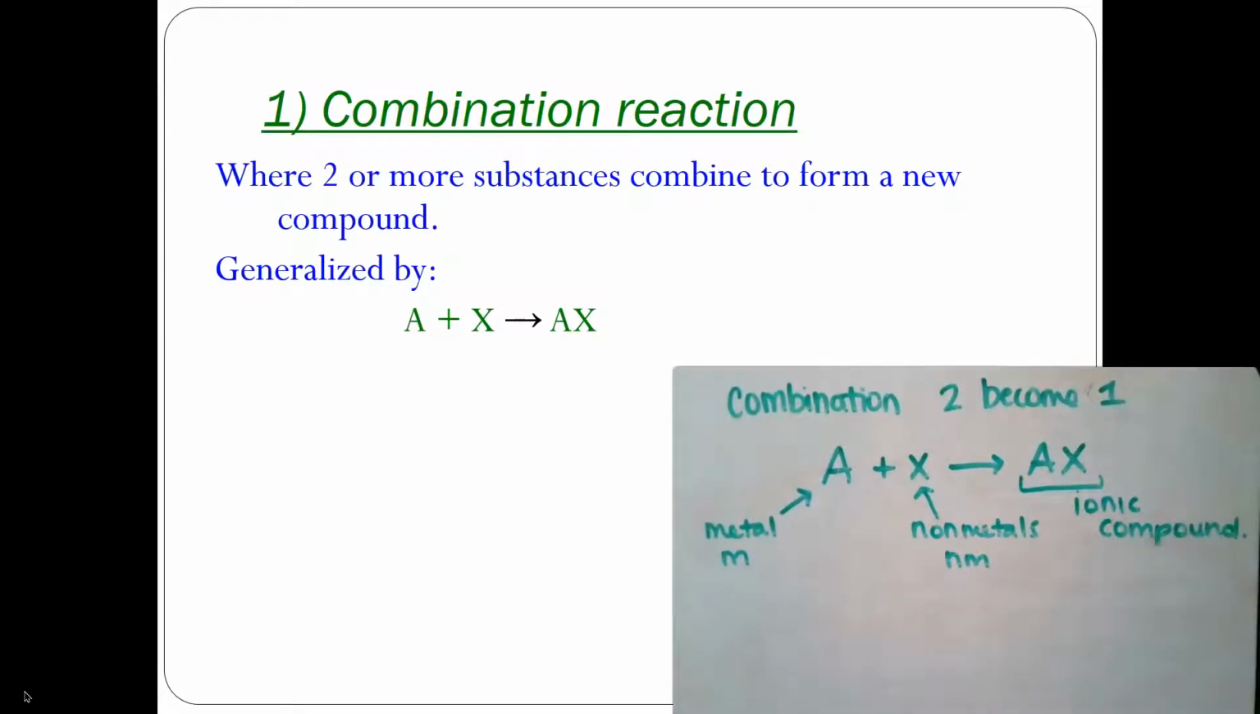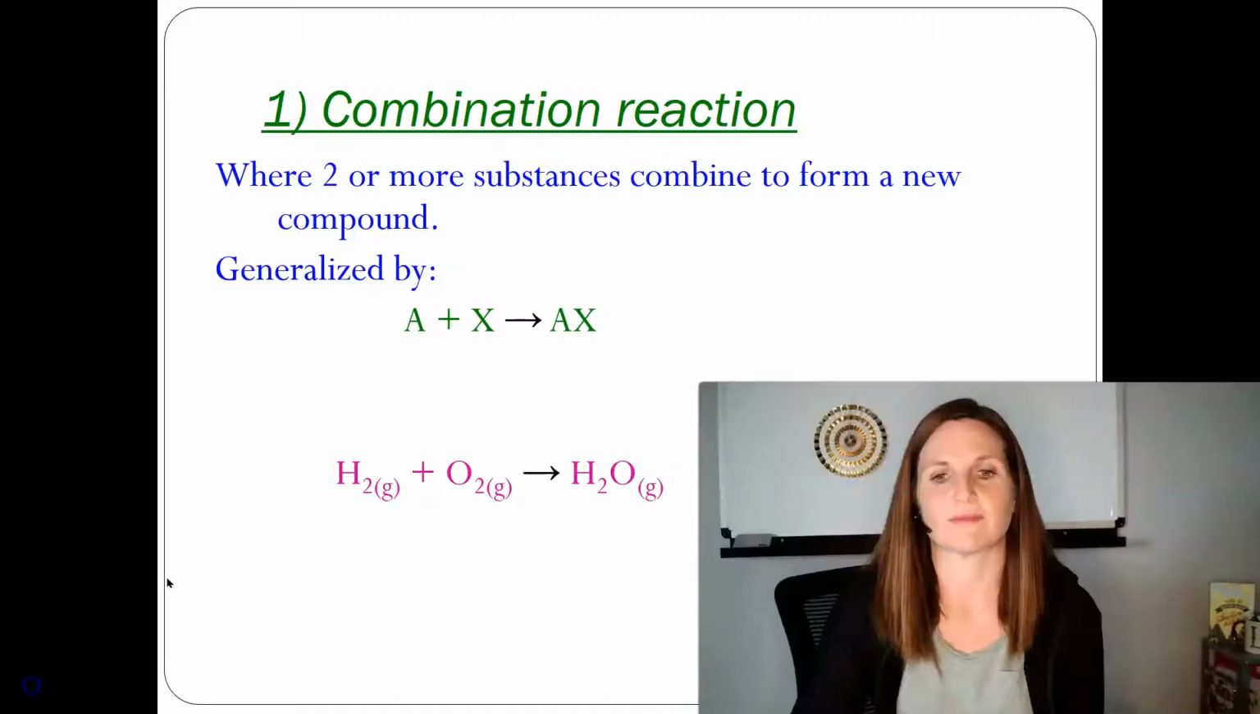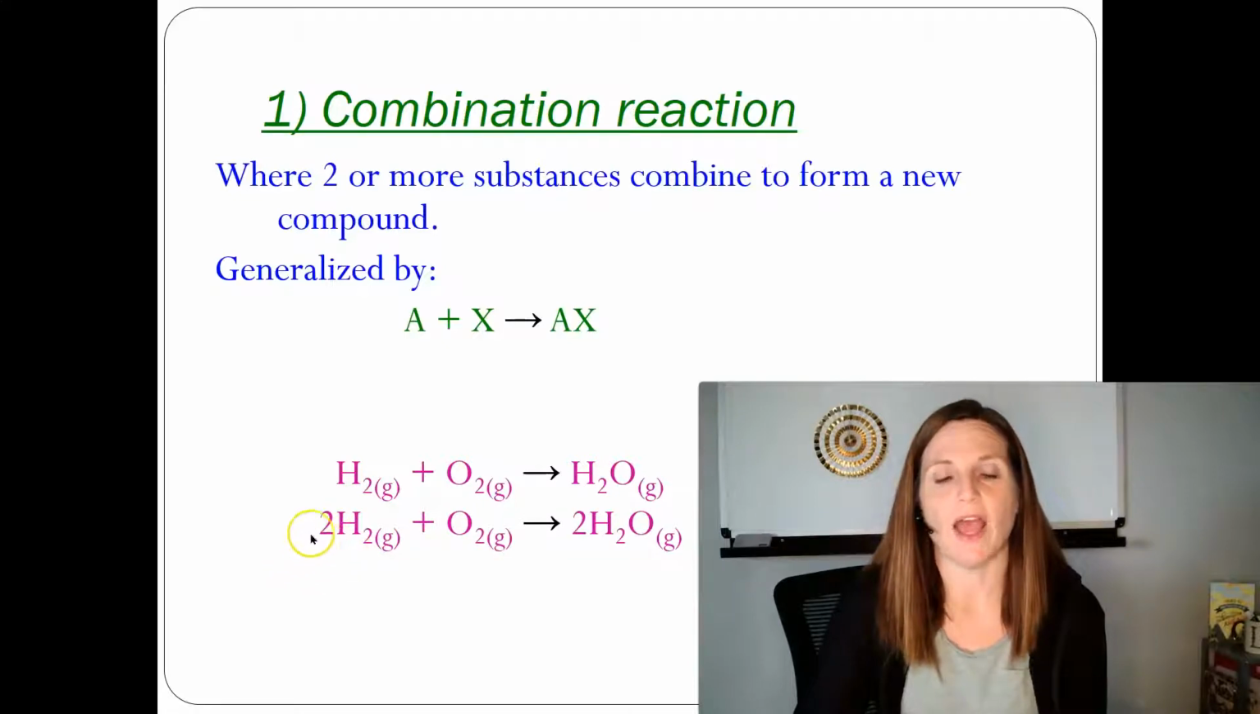So if we look at some examples of this, we could see H2 plus O2 yielding H2O. So in this case, we have H2, which is our metal, and O2, which is our non-metal, and they are combining to form H2O. Once we have H2 plus O2 yields H2O, we do need to balance it. We need to keep in mind how many hydrogens and how many oxygens we are seeing. So even though we haven't totally learned how to balance yet, I do want to go over what balancing an equation like this might look like.